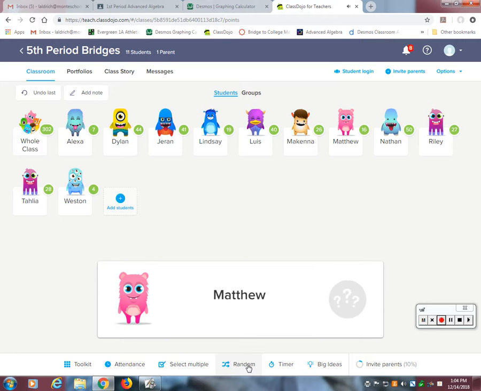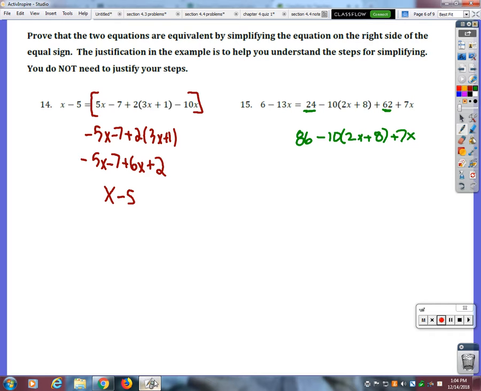Okay, then after that, Matthew, what do you want to do from there? Okay, so that, yep. Okay, so hang on just a sec. So then Matthew distributed to get rid of the parentheses, just like Talia did in the other one. You want to keep going? Okay.